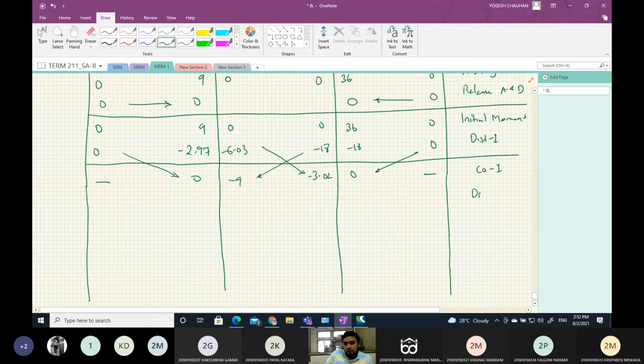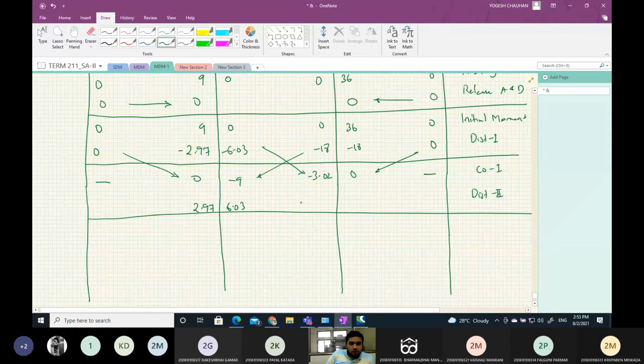Now we distribute these moments again. Here the unbalanced moment is 9, so it will be 2.97 and 6.03. Here the unbalanced moment is 3.02, so it will be 1.51, 1.51, 0, 0.